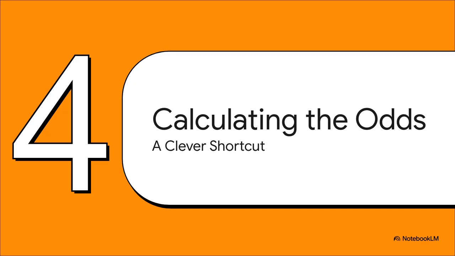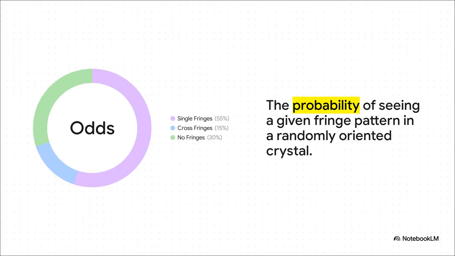So, what did this clever shortcut actually get them? Well, it let them do something that sounds simple, but is actually huge. They could calculate the exact odds, the probability of seeing any one of those patterns just by looking at a crystal from a totally random direction. And here are the numbers they came up with. Using their simple flat shape math, they figured out that if you look at a random nanocrystal of this type, you've got a 55% chance of seeing single fringes. You've got a 15% chance of seeing those rare cross fringes, and a 30% chance of seeing no fringes at all.